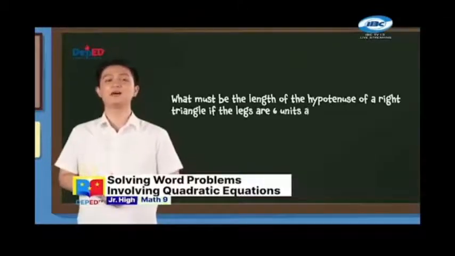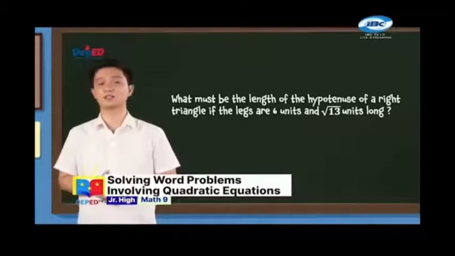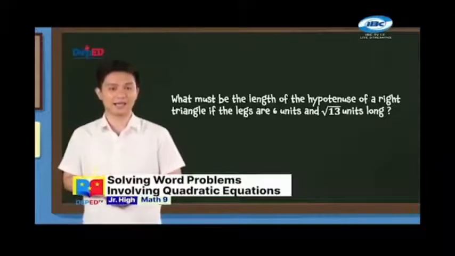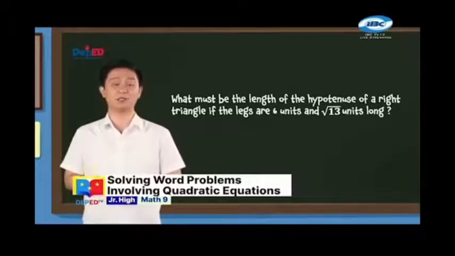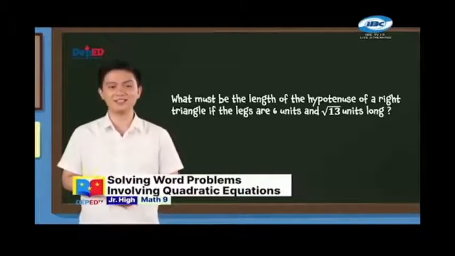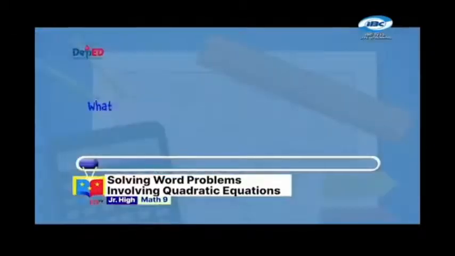Problem number 2. What must be the length of the hypotenuse of a right triangle if the legs are 6 units and square root of 13 units long? For 30 seconds, let's do this!